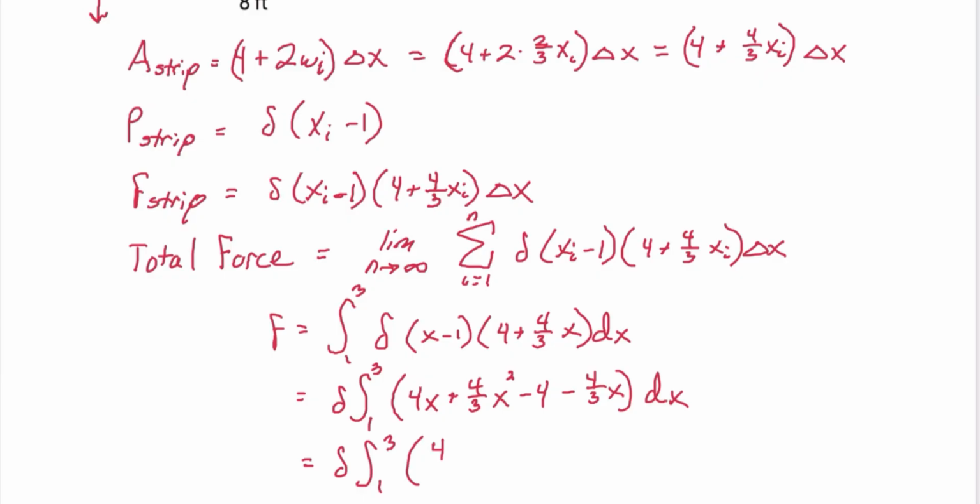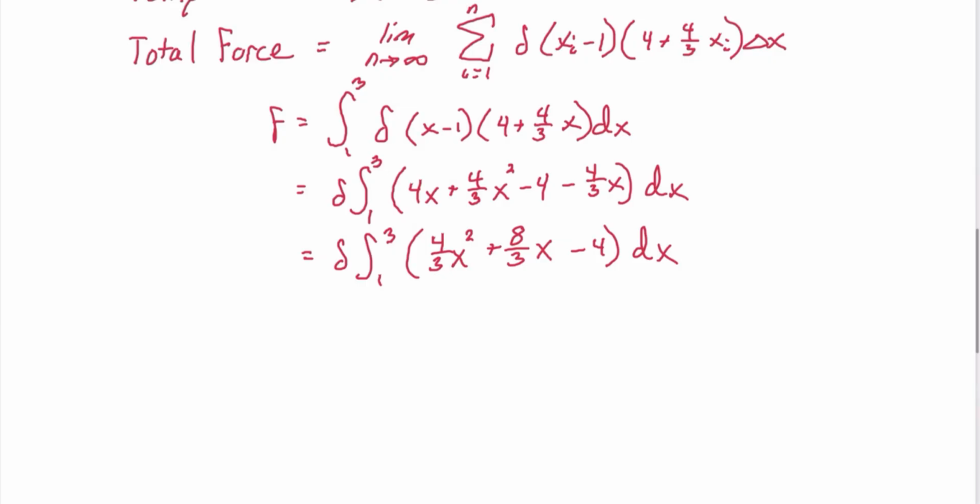Simplifying a little bit more, we have the integral from 1 to 3. So we get 4/3 x squared. Combining like terms, 4x minus 4/3 x will give us 8/3 x. Then we'll just bring down the minus 4 and the dx. At this point, we can start the integration. We get 4/9 x cubed plus 4/3 x squared minus 4x, and we are evaluating from 1 to 3.